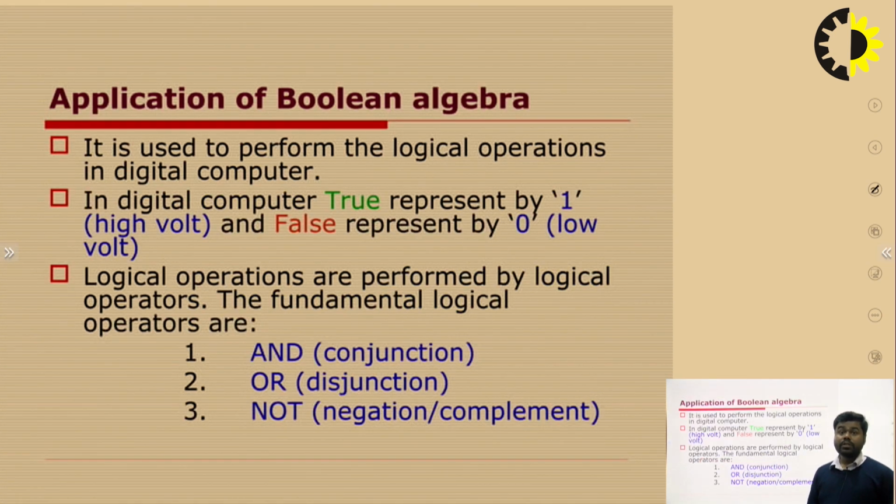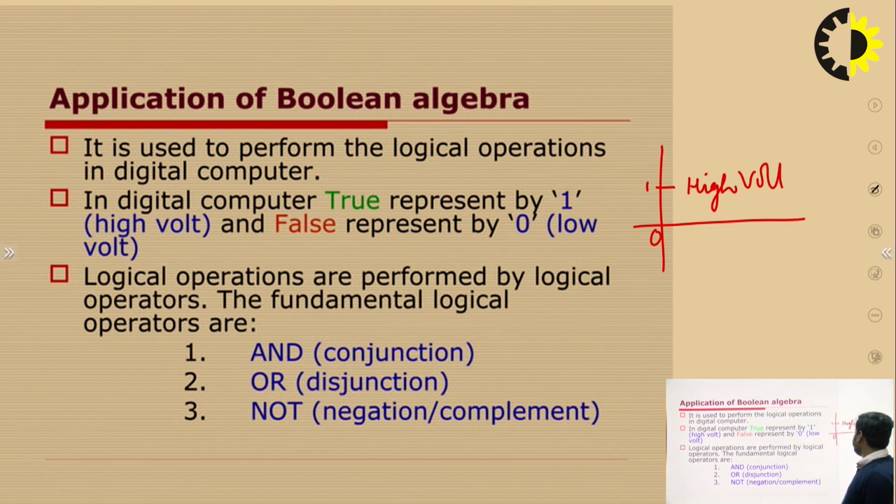What are the applications of Boolean algebra? Boolean algebra is applied to perform logical operations in the digital computer. What are the logical operations? We are going to discuss that in this topic. As I have discussed, in a digital computer true is defined as 1 and false is defined as 0. We can say high volt, low volt. Boolean algebra is also a part of electronics. As we make the diagram, this is 0 and this is 1. So we say that this is high volt, this is low volt.